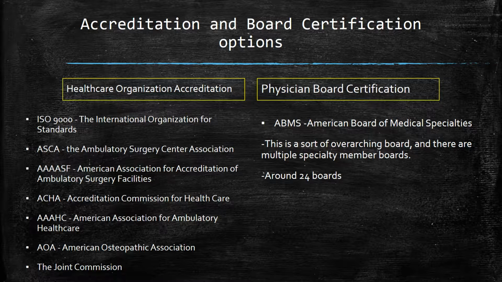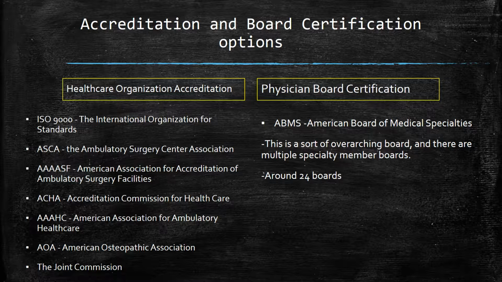Okay, so what are some of the accreditation and board certification options? For accreditation of healthcare organizations, there are a lot of organizations that do accreditation. There's ISO 9000. We'll talk about this later, but it's not really an organization. It's more of a standard. But the rest of these are all organizations that do it. And the last one is the Joint Commission. It's the most rigorous one, the one that most hospitals strive for. But we won't talk about that in this presentation.